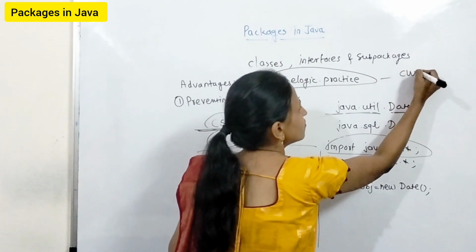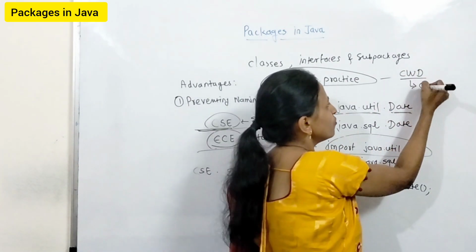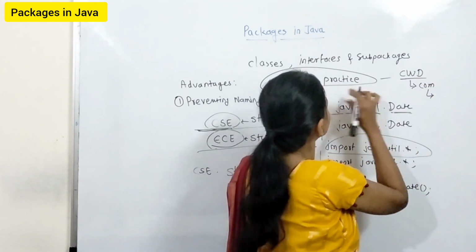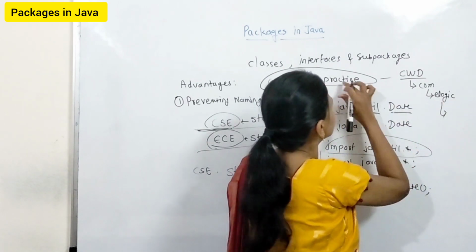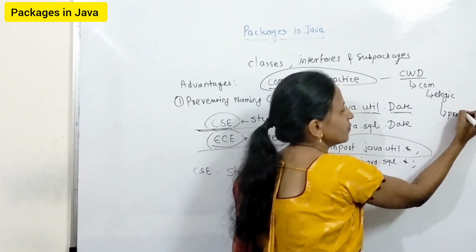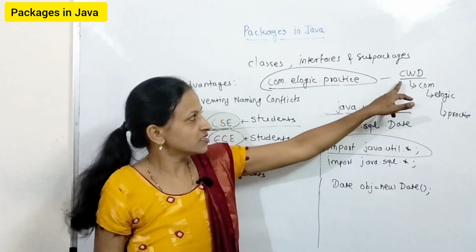In this way the structure will be like that. Inside the current working directory there is a main folder, that is the com folder. Inside that there is an eLogic folder. Again inside that a practice folder. These are all directories and subdirectories. This is the main directory.